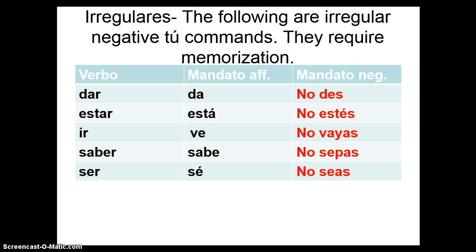So, dar: the affirmative command is da, the negative command is no des. Estar, the mandato afirmativo is está, and the mandato negativo is no estés. Ir, the afirmativo is ve, and the negativo no vayas. Saber, the affirmative is sabe, and the mandato negativo is no sepas. And finally, ser, we have for the affirmative sé, and the negative no seas.